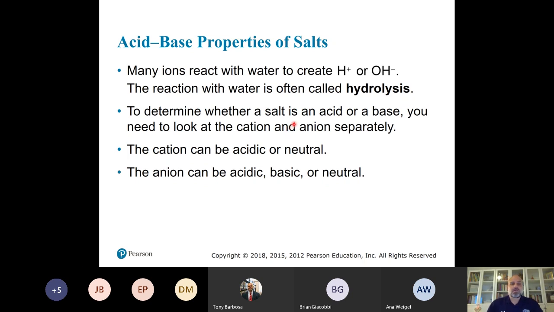All right. So when we're talking about the cations specifically, the cations can either be acidic or neutral, meaning that basically the cation can either react with water to produce protons, or it may not react with water at all and just remains neutral. The anion, on the other hand, can be either acidic, basic, or neutral, meaning that it can react with water to produce acid, protons, react with water to produce hydroxide ions, be basic, or not react with water at all. And we're going to cover examples of each of these.